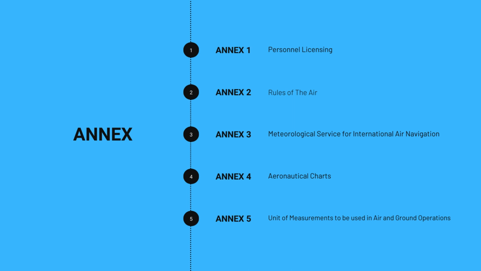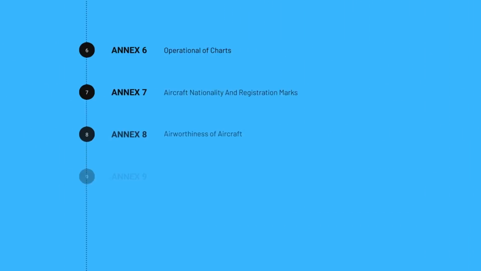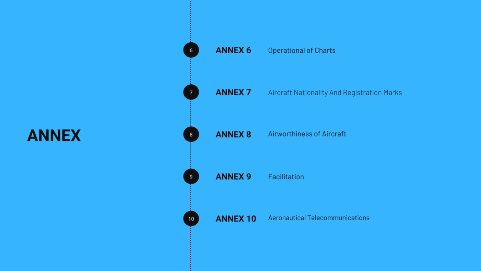Number 5, Annex 5, units of measurement to be used in air and ground operations. Number 6, Annex 6, operation of aircraft. Number 7, Annex 7, aircraft nationality and registration marks. Number 8, Annex 8, airworthiness of aircraft. Number 9, Annex 9, talking about facilitation.